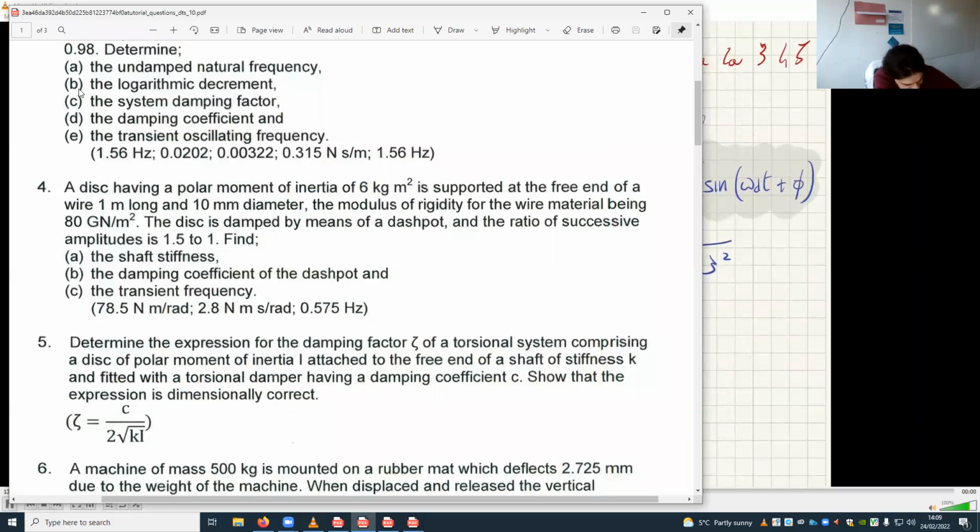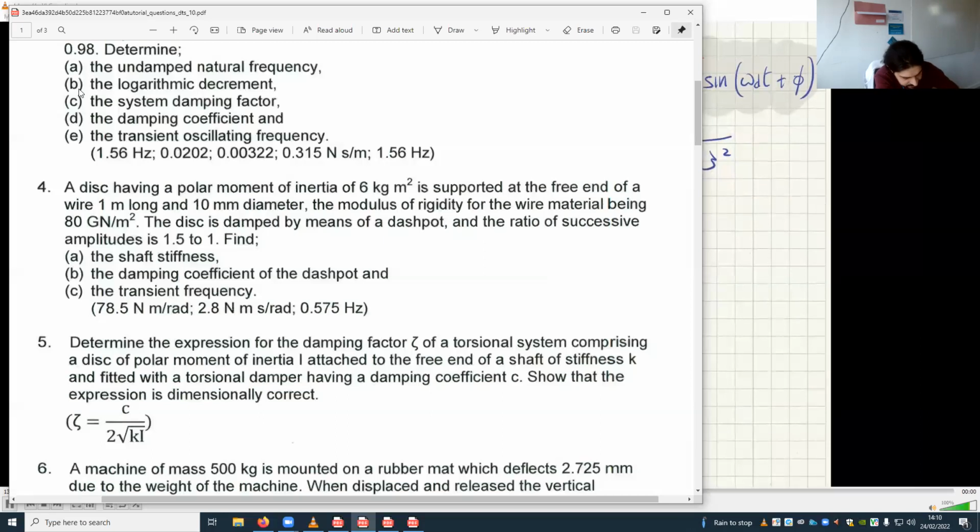So J of the disk is 6 kilograms meter squared, and the length is 1 meter. So say 1000 millimeters. Well, let's say 1 meter, because everything is in kilogram meter squared anyway. And phi, the diameter, is 10 millimeters. The modulus of rigidity, G, is 80 gigapascals.